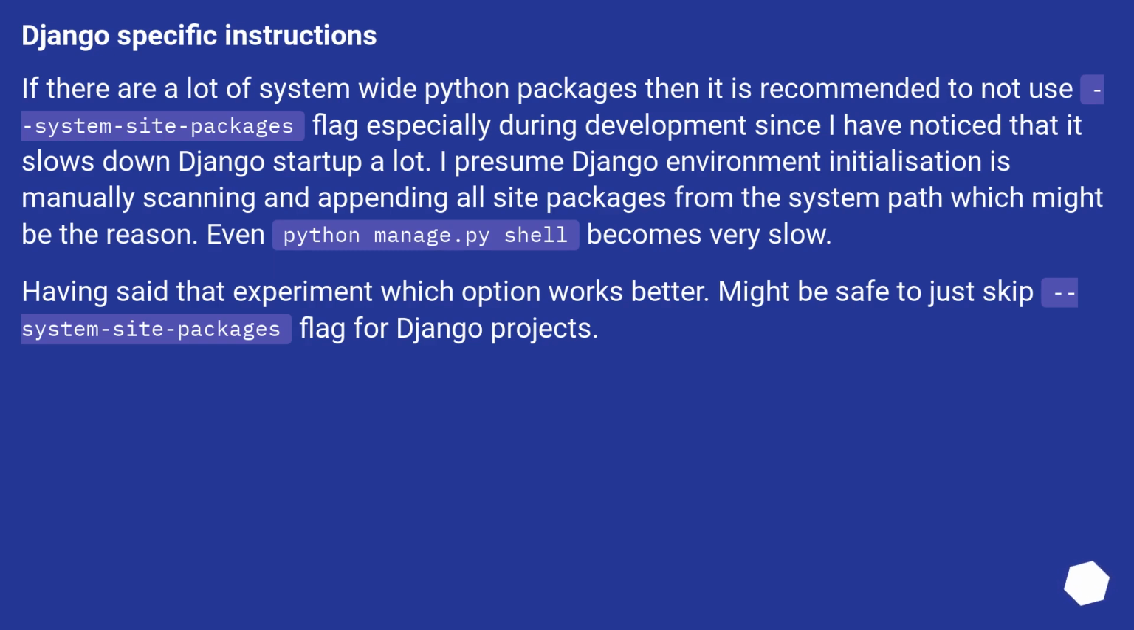Django-specific instructions. If there are a lot of system-wide Python packages, then it is recommended to not use the system site packages flag, especially during development, since I have noticed that it slows down Django startup a lot. I presume Django environment initialization is manually scanning and appending all site packages from the system path, which might be the reason. Even python manage.py shell becomes very slow. Having said that, experiment which option works better. Might be safe to just skip the system site packages flag for Django projects.